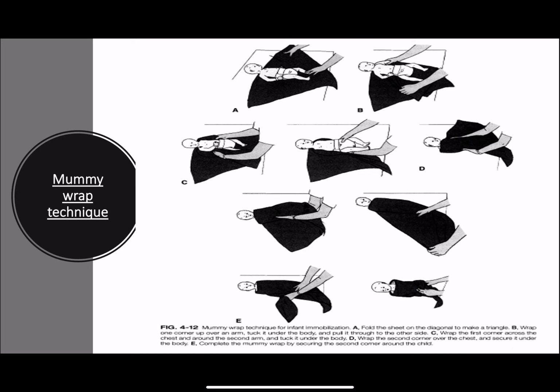The procedure for doing this mummy wrap technique is, first we must fold the sheet on the diagonal to make a triangle. Wrap one corner up over an arm, and then tuck it under the body and pull it through the other side. Then again, wrap the first corner across the chest and around the second arm and tuck it under the body. Then we wrap the second corner over the chest and secure it under the body. By that process, we complete the mummy wrap by securing the second corner around the child.